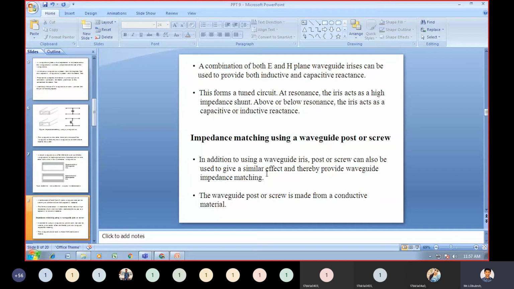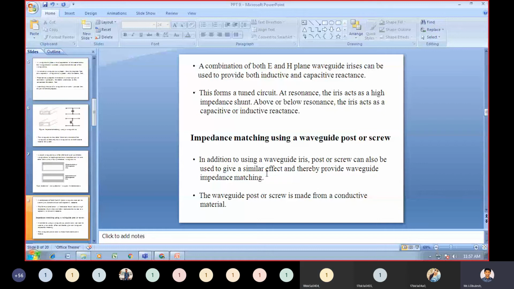This forms a tuned circuit at resonance. These irises act as a high impedance shunt, either above or below the resonance state. And the irises act as capacitive and inductive reactances. You need to remember this also.